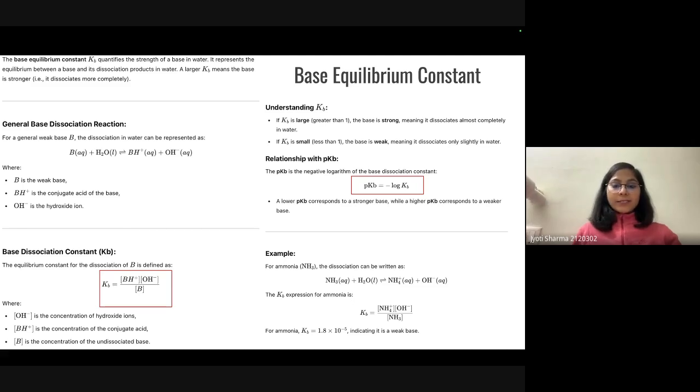And here you can see an example of this. If you have ammonia, and we react it with water, then this will give you the ammonium ion plus OH minus. This is how Kb equals the concentration of NH4 plus multiplied by OH minus, divided by the ammonia. This is how this will give you the base equilibrium constant.